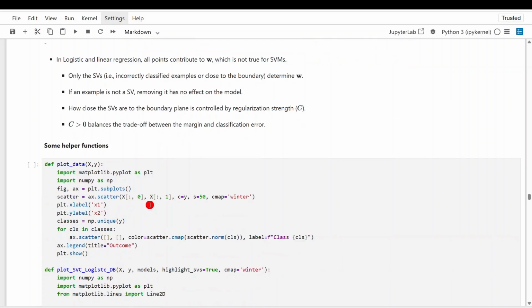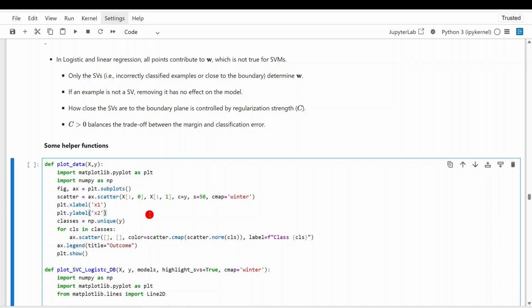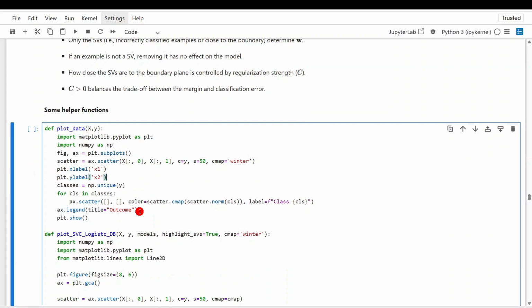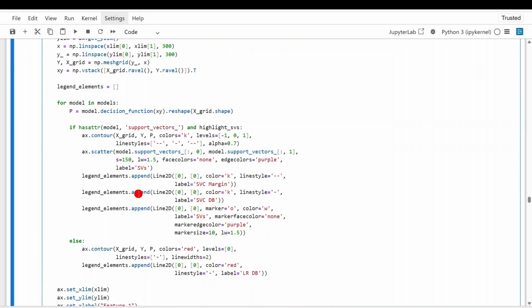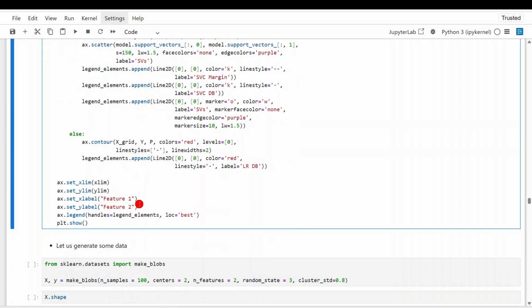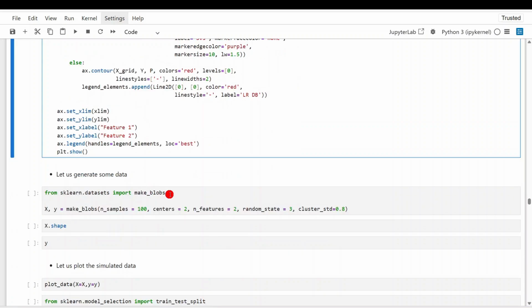So now let's see the practical example regarding this support vector classifier. Here I have written some helper functions to make certain plots. It's not that much required, but we are going to use them just to make certain plots. These are just certain codes for making plots or figures.